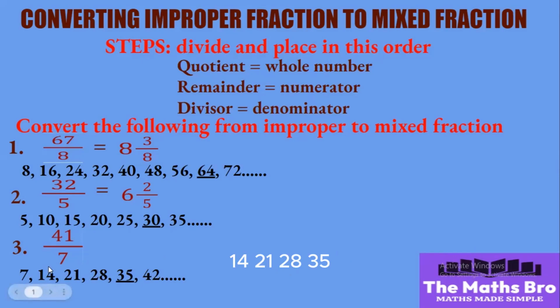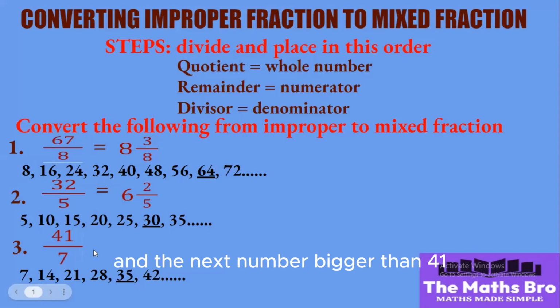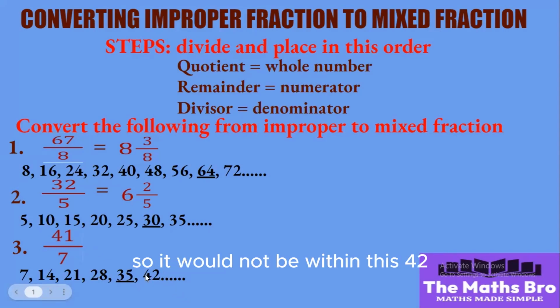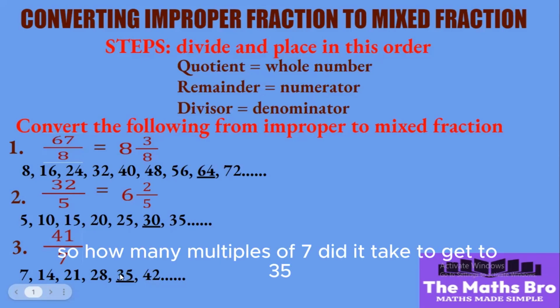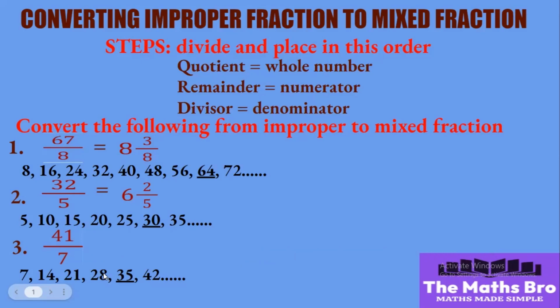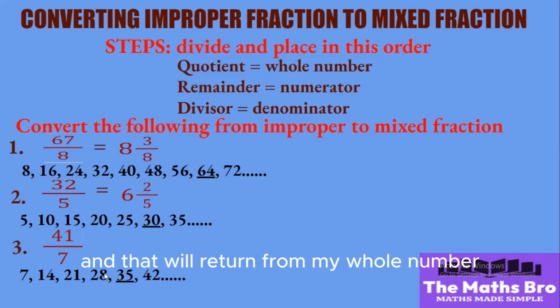7, 14, 21, 28, 35. And the next number is bigger than 41, so it won't be within this 41 region. It's definitely going to be here. So how many multiples of 7 did it take to get to 35? 5 multiples of 7. So that's my quotient. That's my answer, and that will in turn become my whole number.